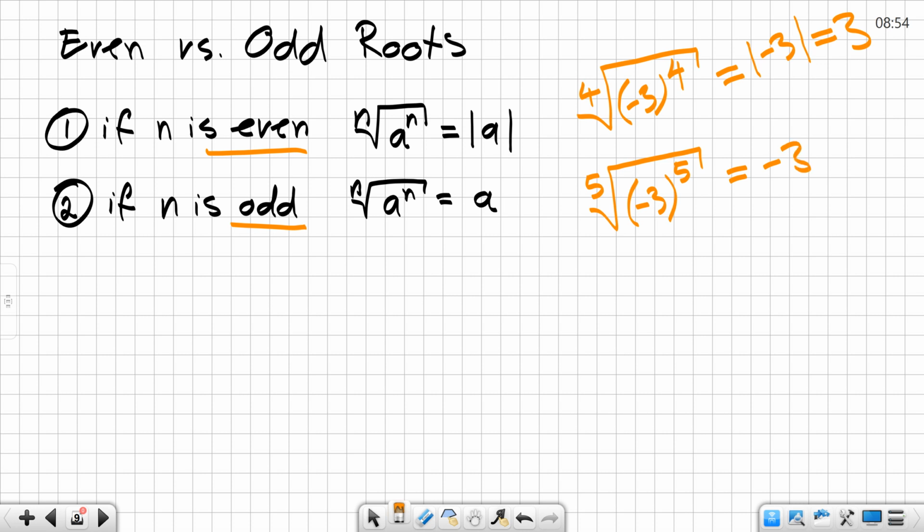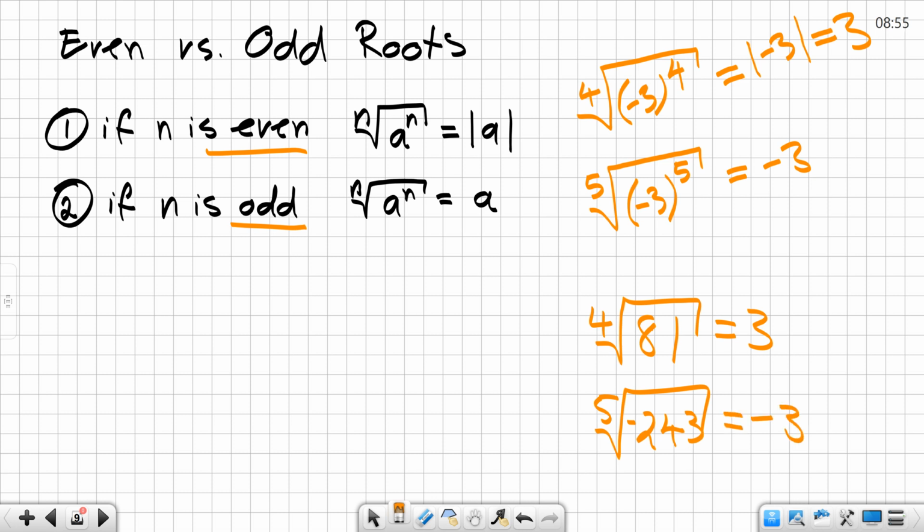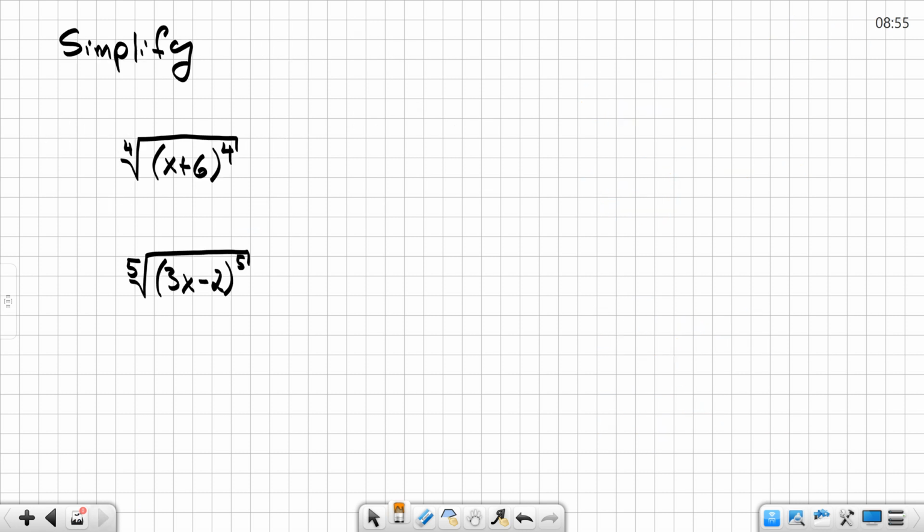For those of you who are curious, negative 3 raised to the 4th power, that would be 81. This is a positive 3. And negative 3 raised to the 5th power, that would be 243, but a negative 243. And that would give us a negative 3. So these rules do indeed work. Let's do a few examples for these rules, and then we will be done for today.